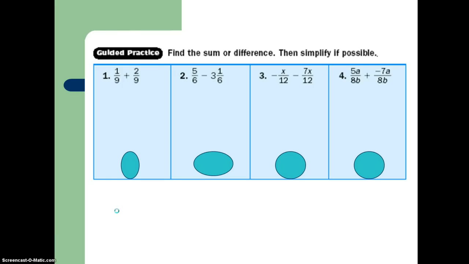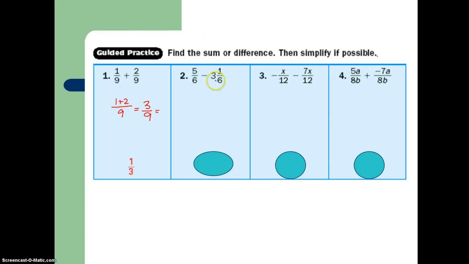For numbers 1 through 4, you're going to find the sum or the difference and simplify if possible. Number 1, add the numerators, 1 plus 2 over 9. You have 3/9. You can simplify that, divide both by 3 to 1/3.